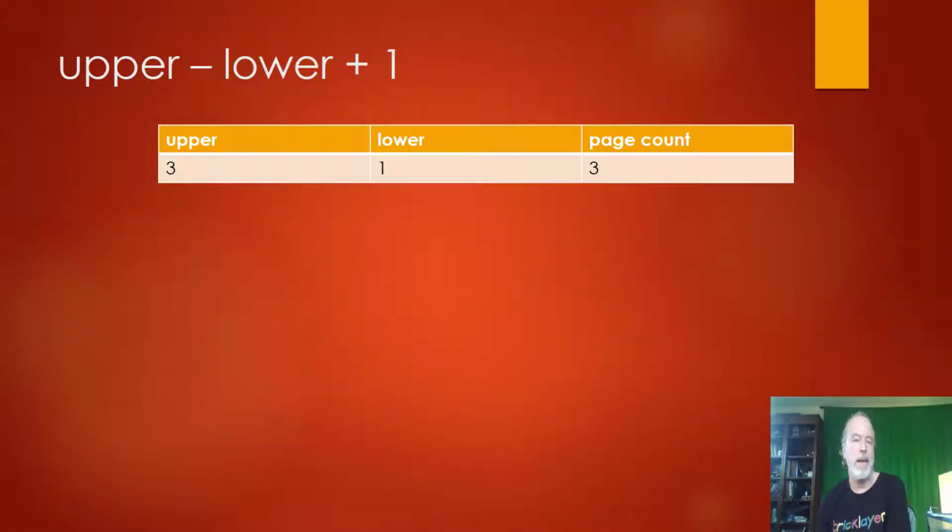So let me give you some examples of this. If the lower number is 1, this is a special case because you have minus lower, which is minus 1 plus 1, and that cancels out. So then the answer is just upper. So that's the easy one, right?